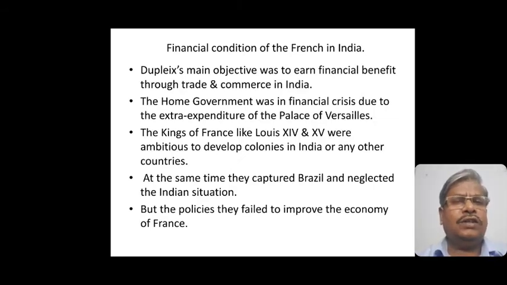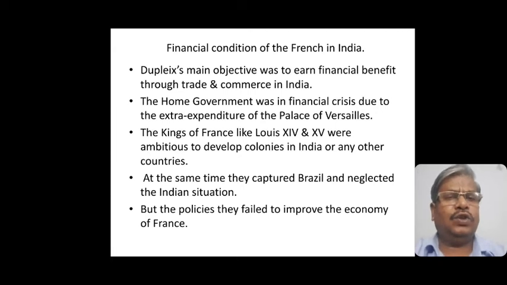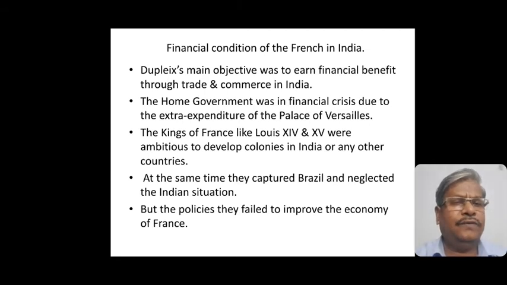What caused their failure was the financial condition of the French in India. Dupleix's main objective was to earn financial benefit through trade and commerce in India. The home government was in a financial crisis due to the extra expenditure on the Palace of Versailles. As you know very well, the Bourbon dynasty kings constructed a beautiful palace on the outskirts of Paris, which was like a white elephant. The kings of France, like Louis XIV and XV, were neither ambitious to develop colonies in India nor in any other countries. At the same time, they captured Brazil and neglected the Indian situation.